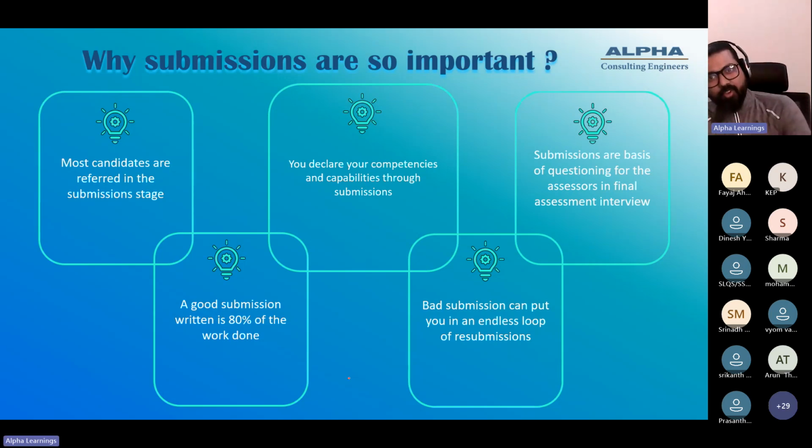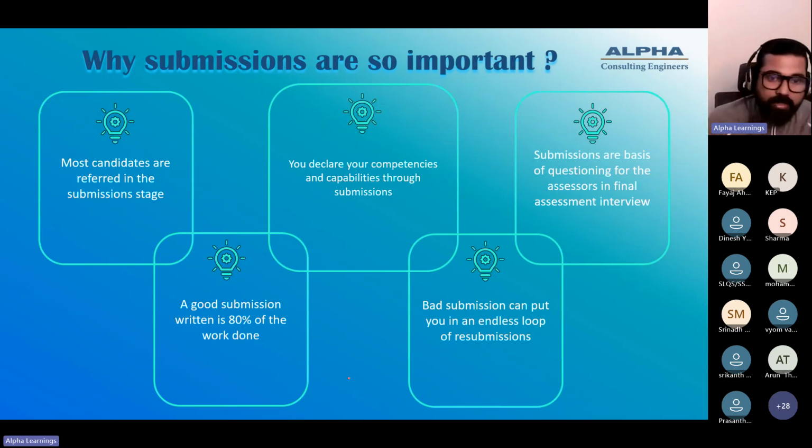So be very judicious, and at the same time, be very cautious about what you are writing in your submissions. You should not write something which you will not be able to back up during your final interview. So write what you have learned and what you have actually done in your projects, rather than writing some hypothetical things.